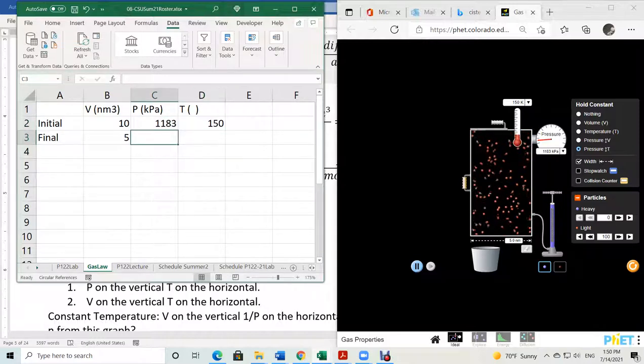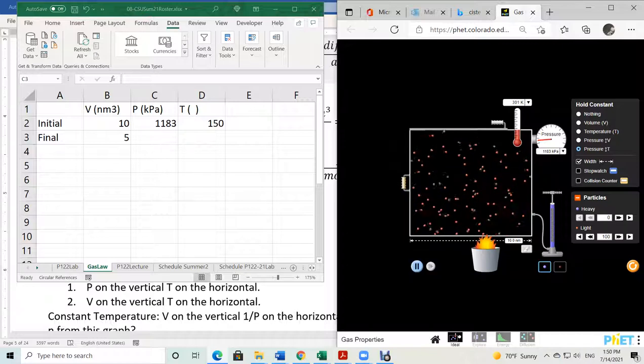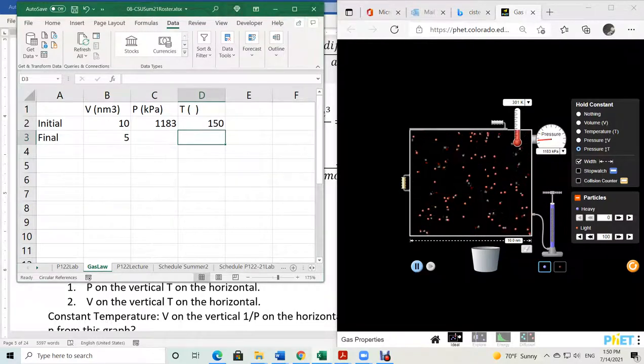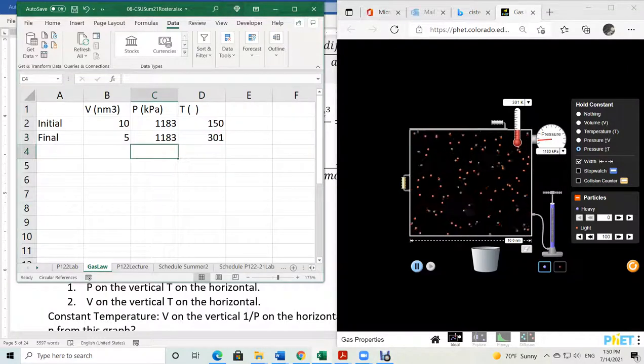Remember, we're keeping this experiment at constant pressure, right? I set the pressure constant. You can hold constant the volume, you can hold constant the temperature, you can hold constant the pressure while changing the volume, and you can hold constant the pressure while changing the temperature. Let's go ahead to 10 nanometers now. The temperature increases to 301. The pressure remains at 1183 kilopascal.